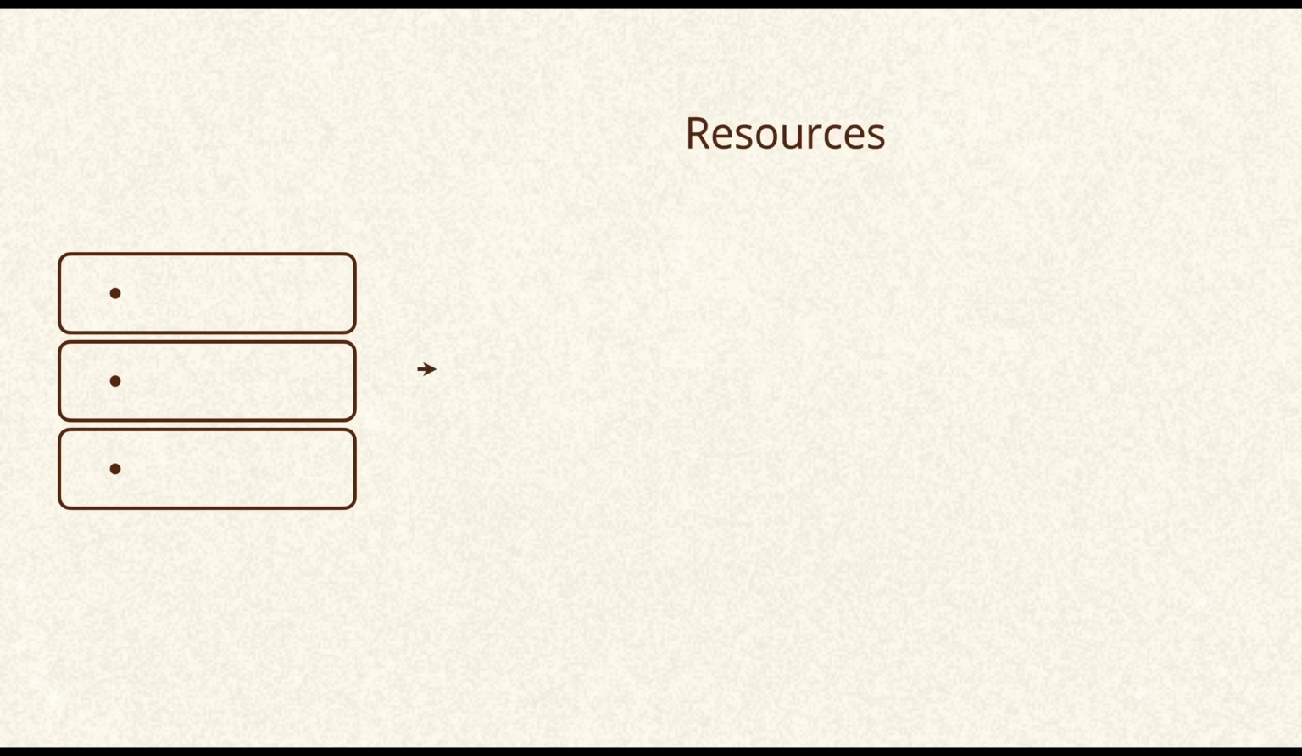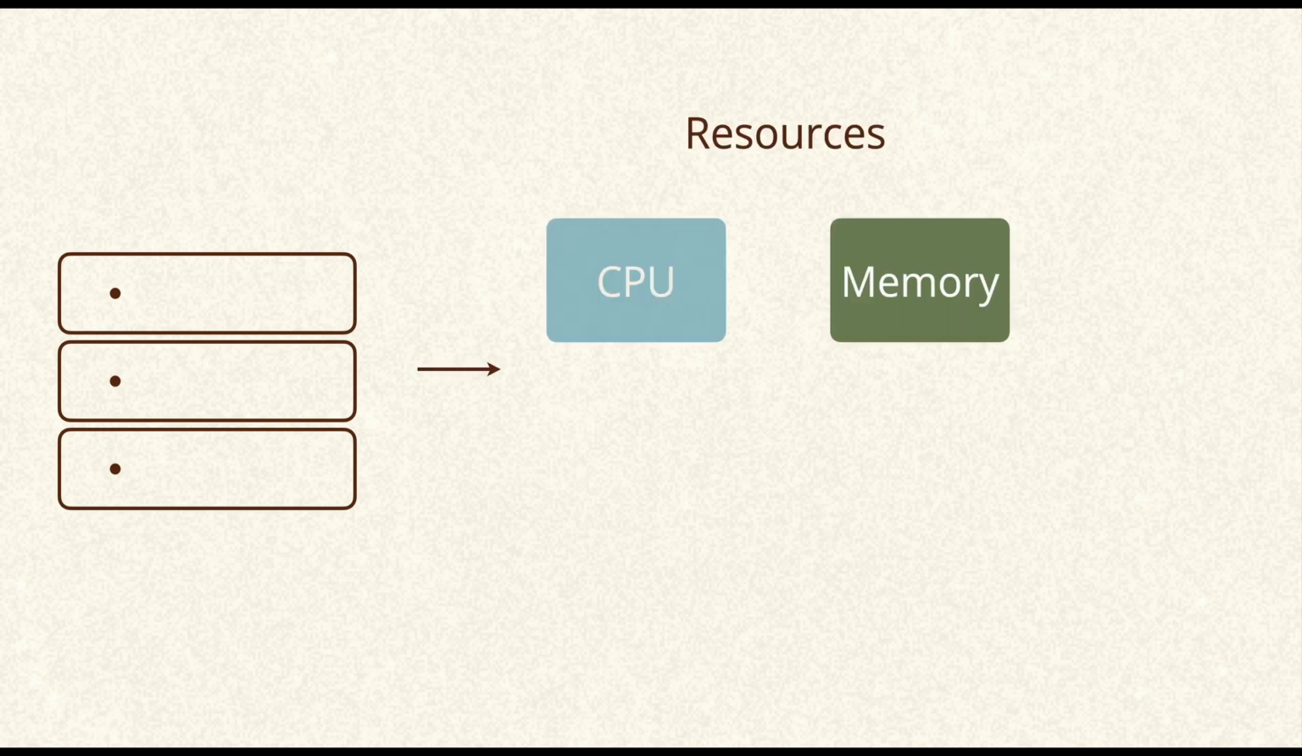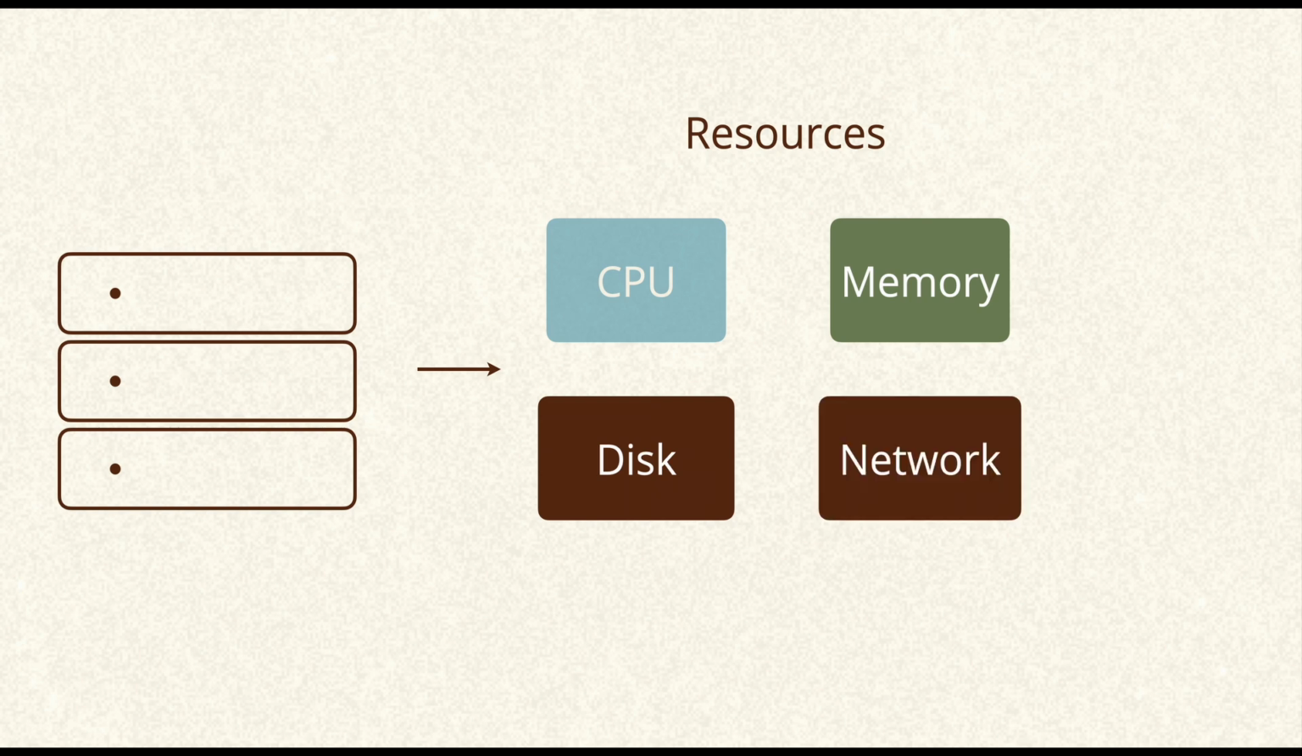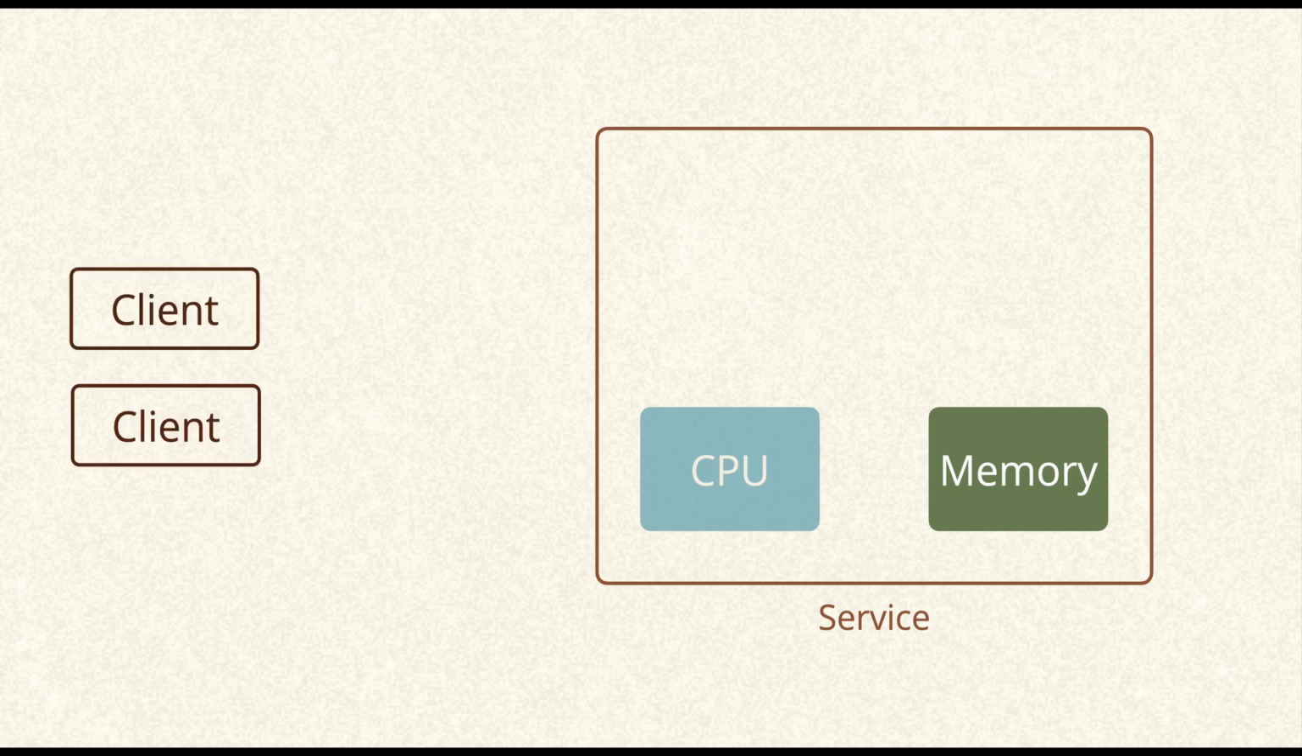All services require resources to run. The simplest of these resources are CPU, memory, disk storage, and network bandwidth. For this video, let's focus primarily on CPU and memory. When you have multiple clients making multiple requests, the server starts to use more and more of these resources to process those requests. Some operations are CPU intensive, while others take up more memory, and some operations of course use both.